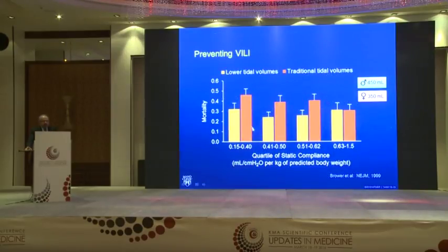Indeed, in this quartile of compliance, this side is lower compliance, this side is almost normal compliance for the lung. So these guys are sicker, these in the middle are half sick, and the one on the right are less sick. As you can see, in the sicker patients, the mortality is significantly higher if you use high tidal volume. So tidal volume should be around 6 to 8 ml per kg of ideal body weight.